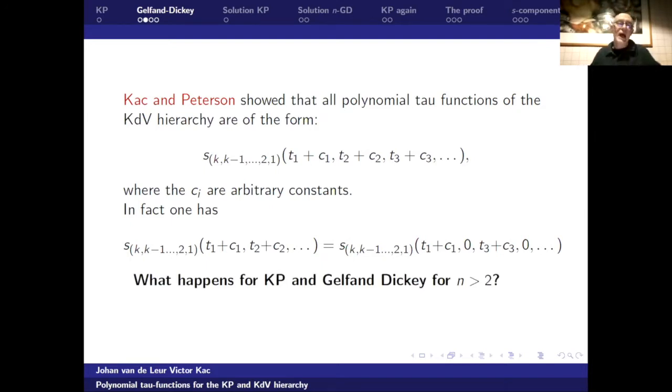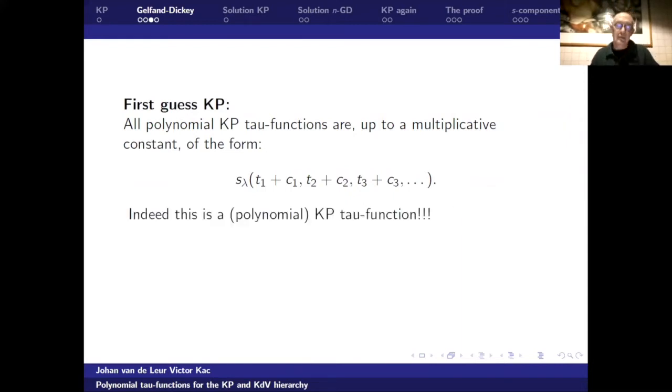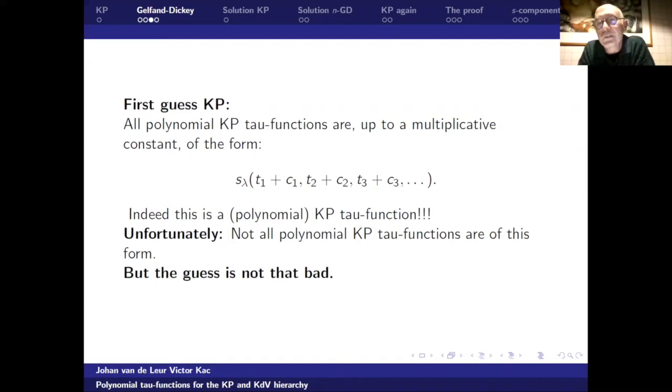Okay. And then the question, of course, was what happens in the KP or the Gelfand-Dickey case? Gelfand-Dickey means that the n that we have is greater than 0. And of course, you could make some guesses. So let's first go to KP. The first guess would be to just imitate what Kac and Peterson have. So just take this as lambda, and we know that it is a KP tau function for the times t. So what happens if you do this shift? If you take t1 plus c1, t2 plus c2, will this be a tau function? And indeed, this is a polynomial KP tau function. That's important. But unfortunately, you do not get all the polynomial tau functions.